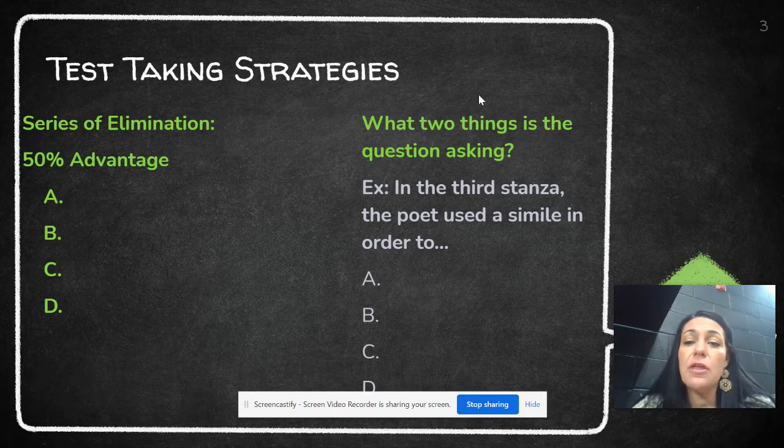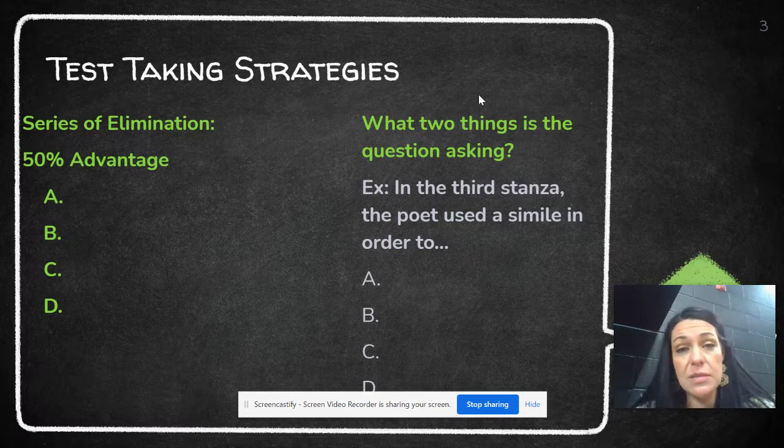So here's just an example. It says, in the 3rd stanza, the poet used a simile in order to. So what do you think are the 2 things that I should be focusing on that the question is asking? You should have said 3rd stanza and simile. Now, I know they're not asking you a question about the 3rd stanza, but that's where you're going to narrow your focus and look for. So find the 3rd stanza, and then find and specifically look at how the poet used that simile.